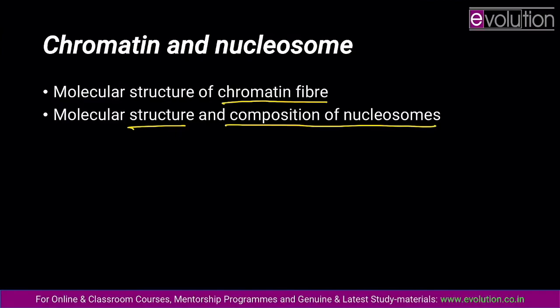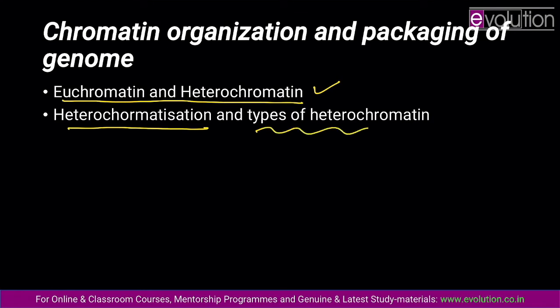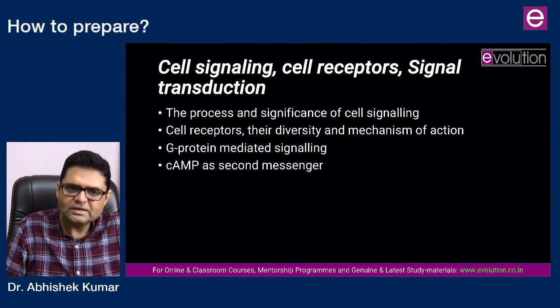Moving next, you have a topic, chromatin organization and packaging of genome. Here you should be preparing euchromatin and heterochromatin very well. And then heterochromatization, that is the mechanisms by which heterochromatin is formed, and types of heterochromatin, that will essentially imply constitutive heterochromatin and facultative heterochromatin. So this will be the genome packaging and chromatin organization, and then you will be coming to cell signaling.